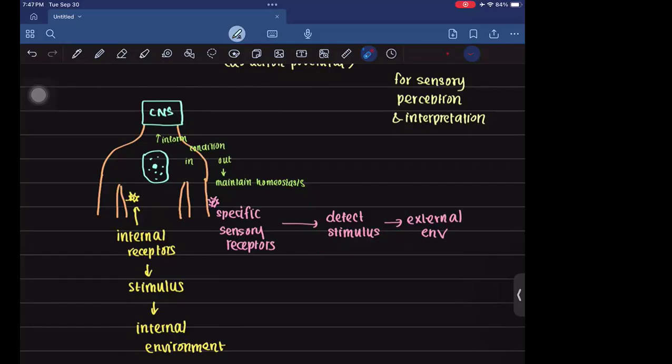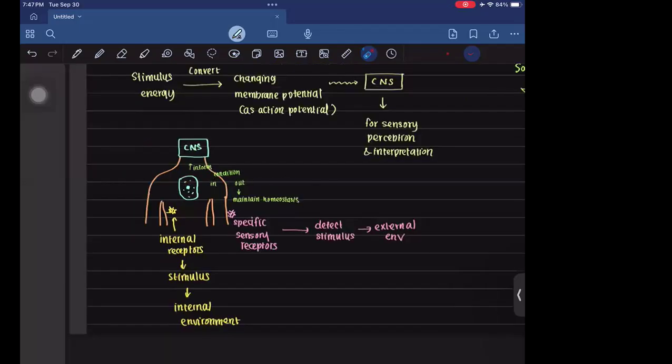Apart from that, there are internal receptors present as well, and they will be detecting stimuli like change in temperature, change in blood glucose level. All of those which are arising in the internal environment are going to be detected by the internal receptors. So, this is basically the introduction to sensory receptors.